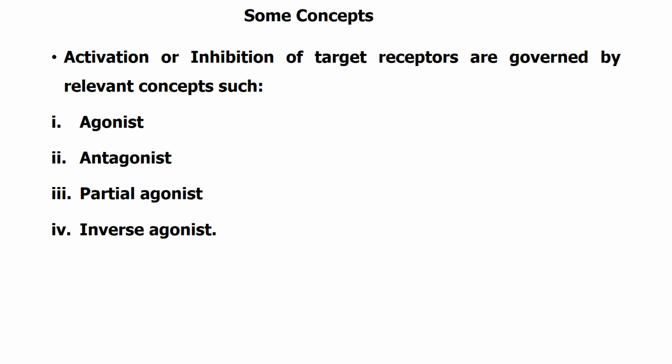With that being said, let's look at some common concepts. Activation or inhibition of target receptors are governed by relevant concepts such as agonist, antagonist, partial agonists, and inverse agonists. Again, let's take these terms in turns and have them defined.